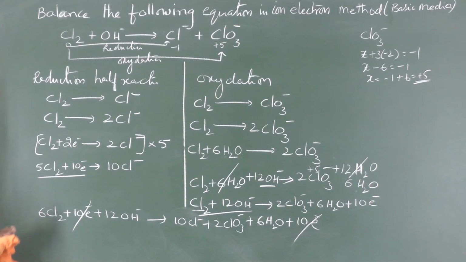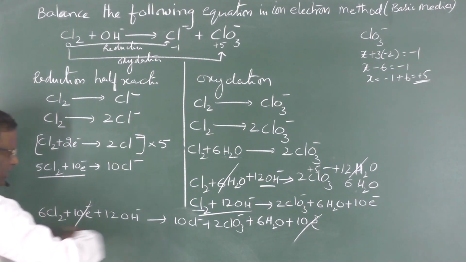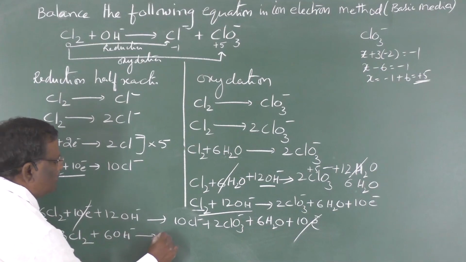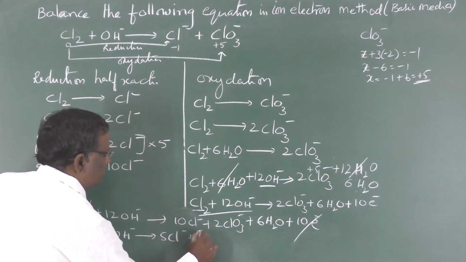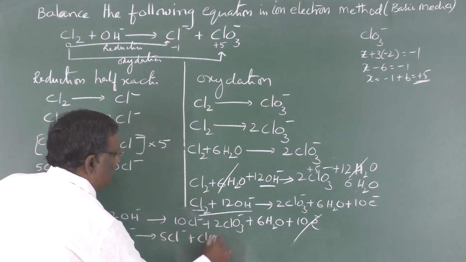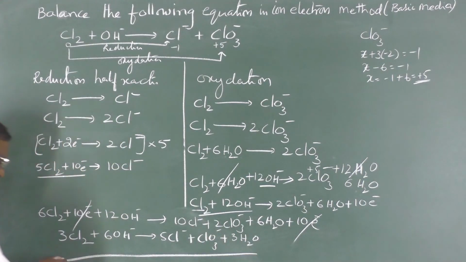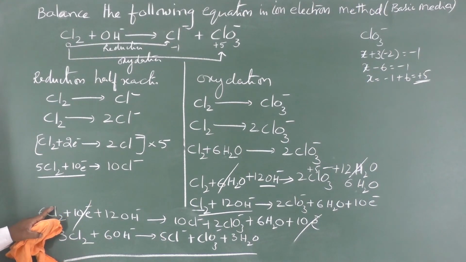There is nothing wrong in it. But to simplify this, you can divide the whole reaction by 2. You may do it or not do it, both are correct. So if you do it, what happens? 3Cl2 plus 6OH minus gives 5Cl minus plus ClO3 minus plus 3H2O. This is the simplified balanced equation. That equation is also balanced. But in a second step, you can simplify it like this.